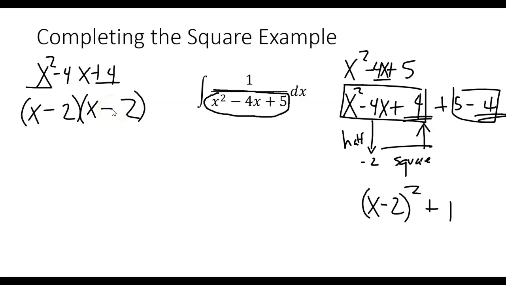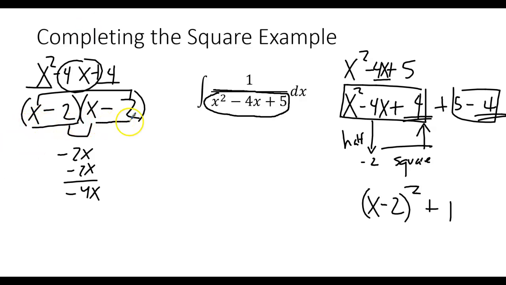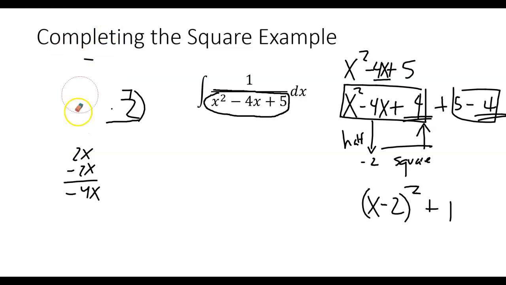You can check your work by foiling. You know it's good if the outside ones and the inside ones multiplied together give you -2x and -2x, which makes -4x, which is the middle that we need. So that's how you can factor if you need to. And anytime you have two of the same thing, you could just write it as squared. All right? But that's the idea there.